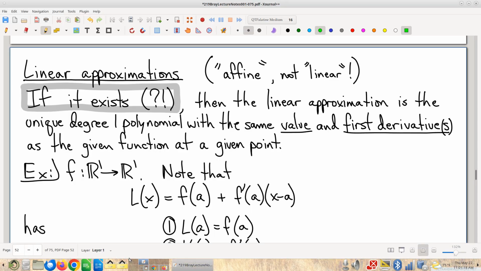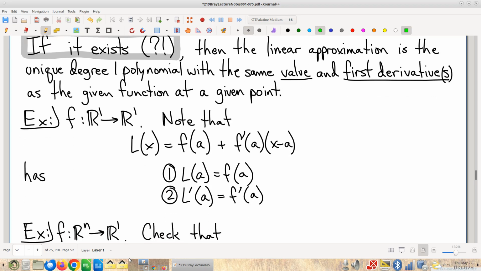Here we go. So, last time we were talking about linear approximations. So remember the big idea of a linear approximation is we're trying to mimic the function. So the function has, for example, in single variable, a certain value and a certain derivative that f has at a given input point a, and we're going to look for the degree 1 polynomial that has the same value and the same derivative. It's copycatting f as best it can with a degree 1 polynomial.